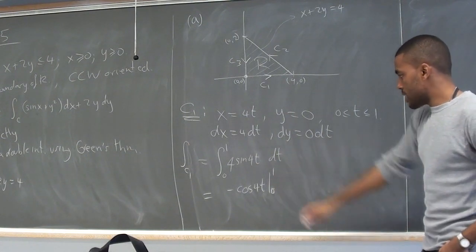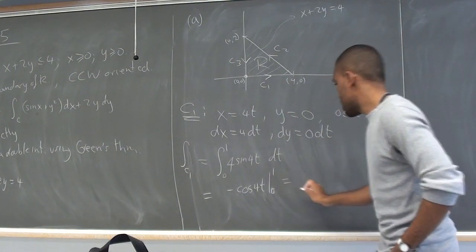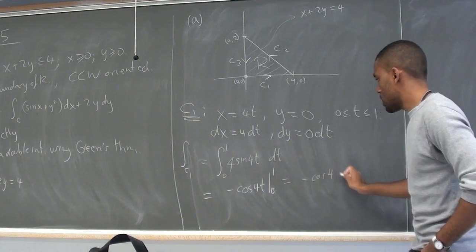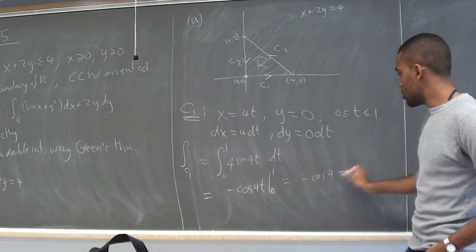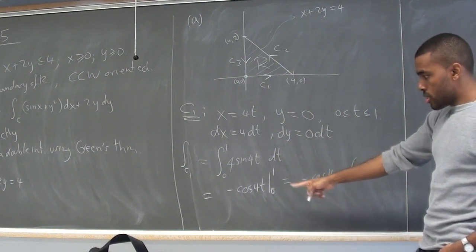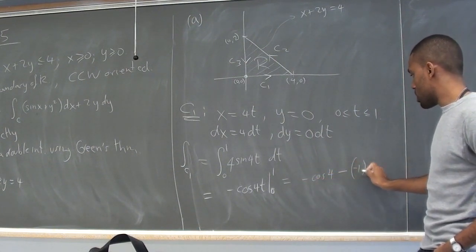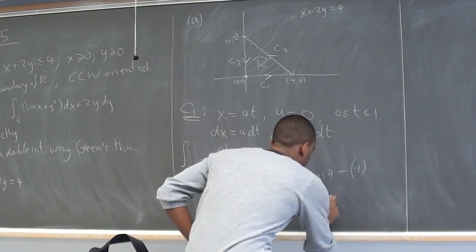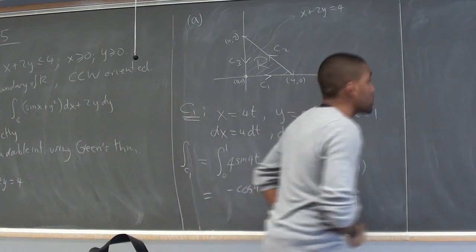So then you integrate that, and you plug in 1, you get minus cosine of 4, minus, you plug in 0. Cosine of 0 is 1, so this is just minus 1. So here you just get minus cosine 4 plus 1.